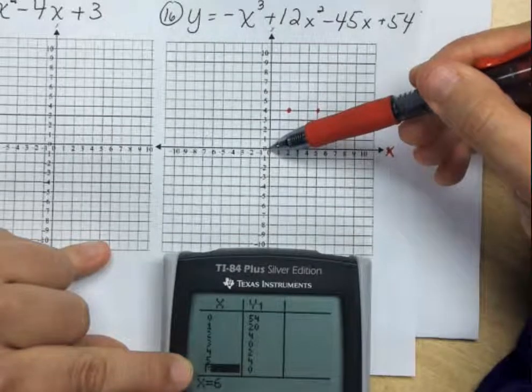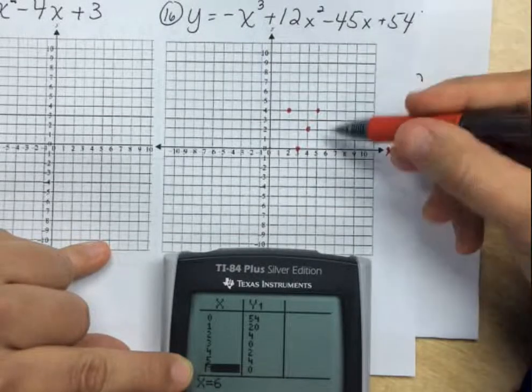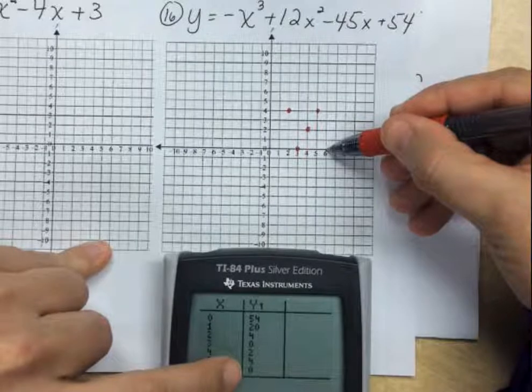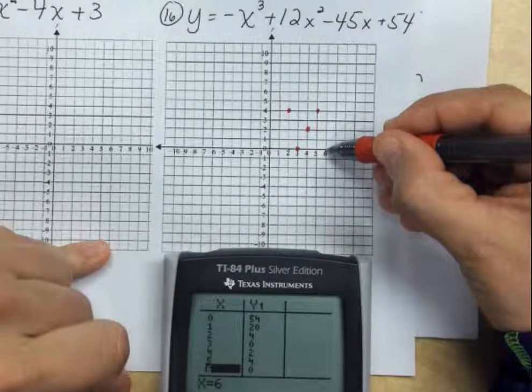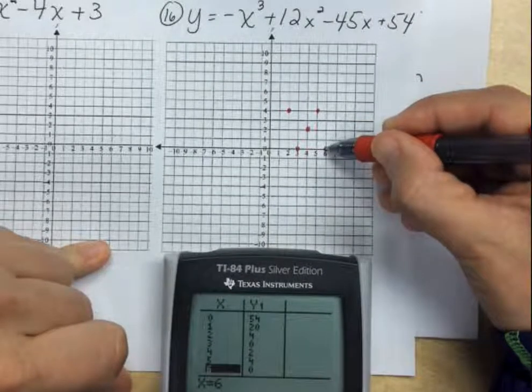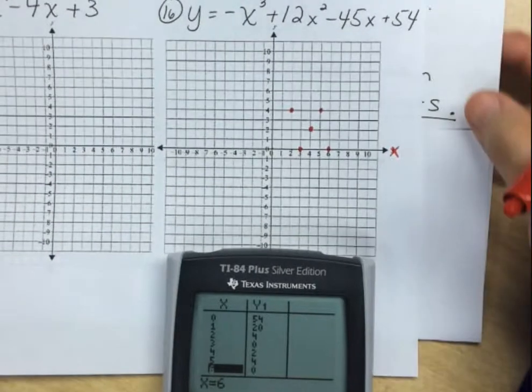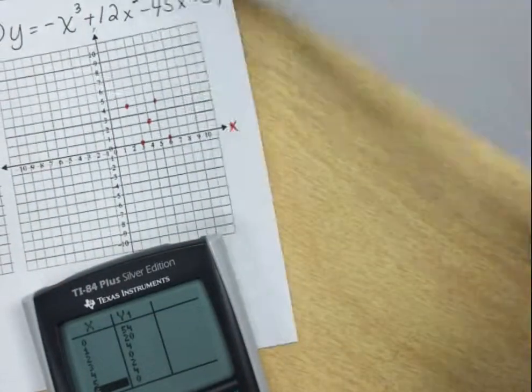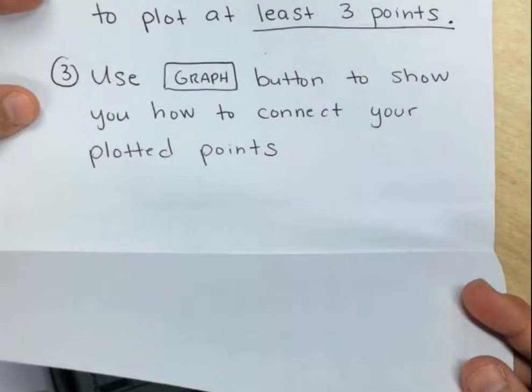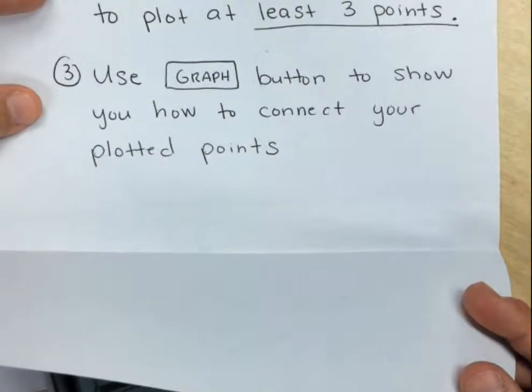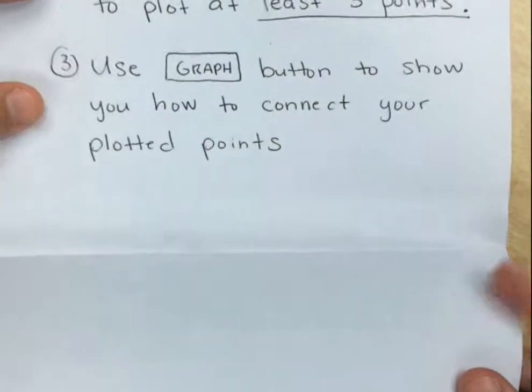And we're going to do one more. 6, 0. We're starting at 0. We go over 6. Our Y is 0, so our pencil doesn't move. We plot it here. Now we have more than 3, or at least 3. So our next step is to hit the graph button to show how to connect your plotted points.